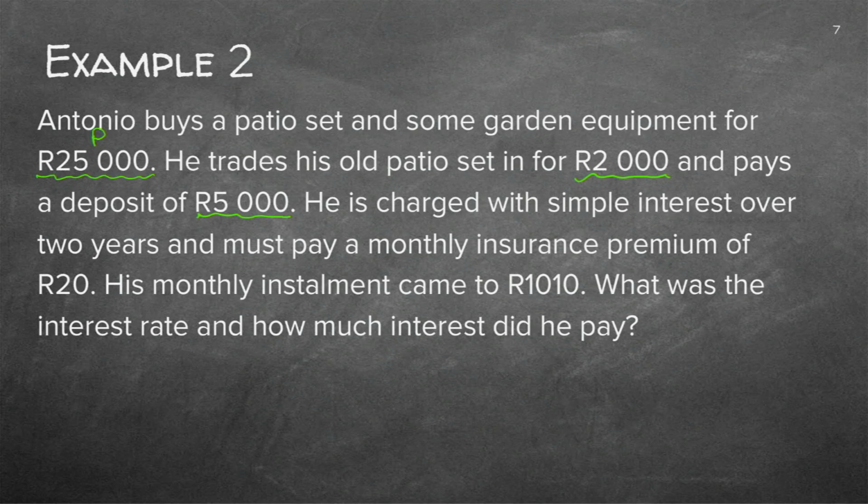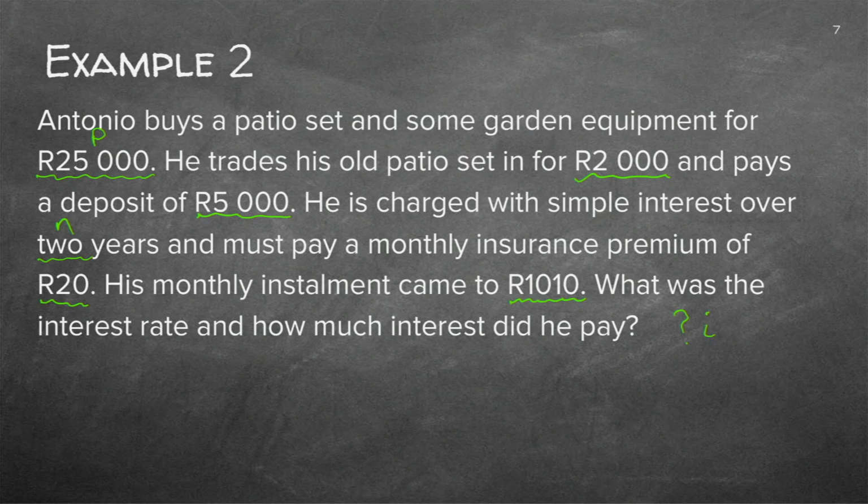He's charged with simple interest, so we need to know that, over 2 years. So there's my N, 2 years, and he must pay a monthly insurance premium of 20 rand. Remember, you add the insurance just at the very end, because that's got nothing to do with your loan. His monthly installment comes to 1,010 rand. What was the interest rate?